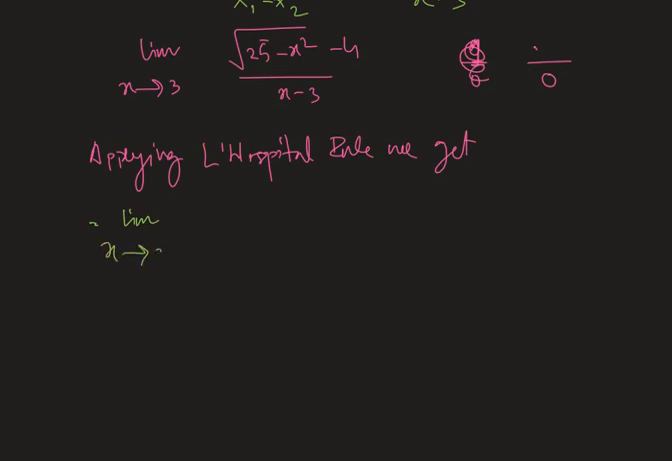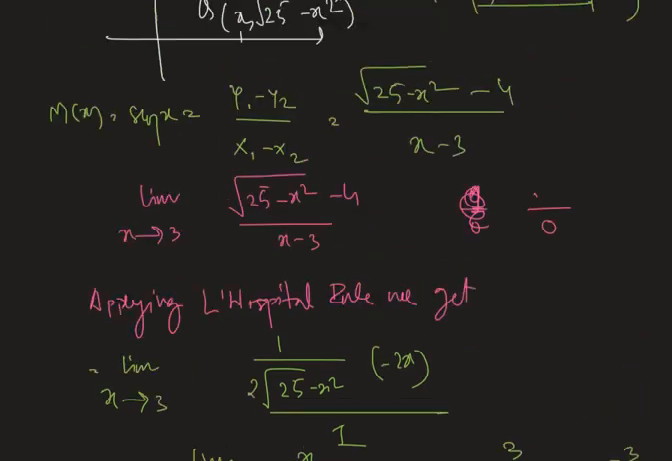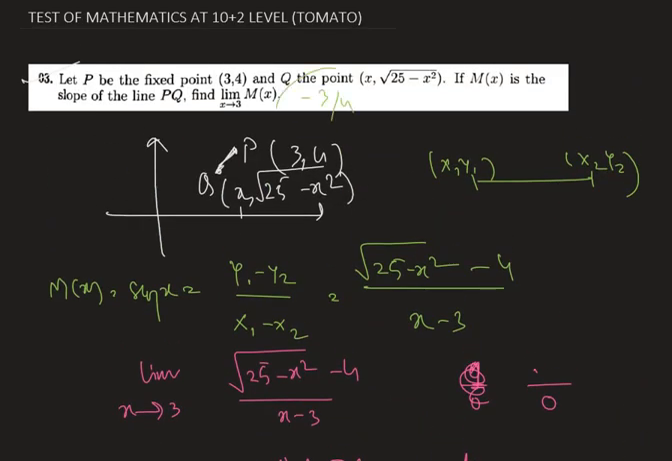limit x tends to 3. So doing the derivative in the numerator, we get 1 by 2 root over 25 minus x squared multiplied by minus 2x, and in the denominator we get only 1, and therefore this results in minus x divided by root over 25 minus x squared, limit x tends to 3. Therefore this is equal to minus 3 divided by root over 25 minus 9, which is minus 3 by 4. So the required answer is minus 3 by 4.